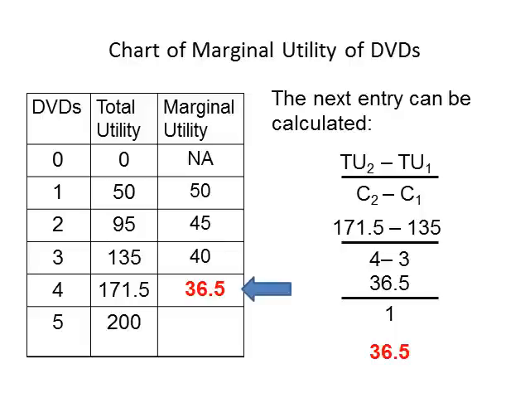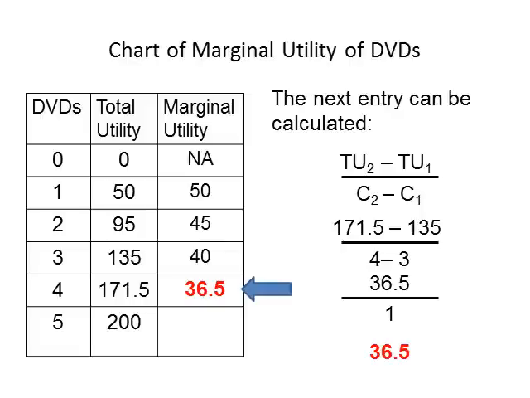Next, write down the formula for the marginal utility. Substitute the values into the formula. In this case, TU2 is 171.5, TU1 is 135, C2 is 4, C1 is 3.